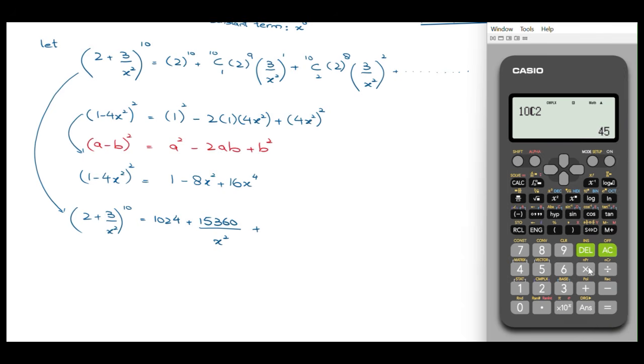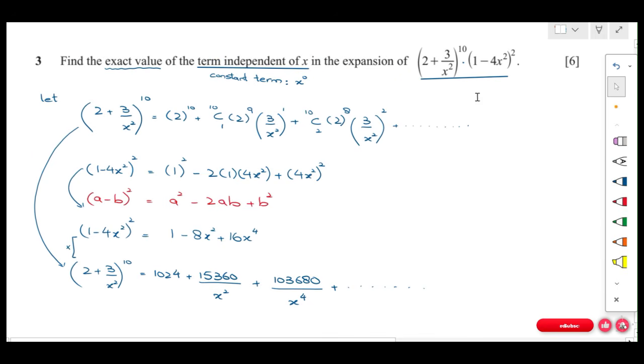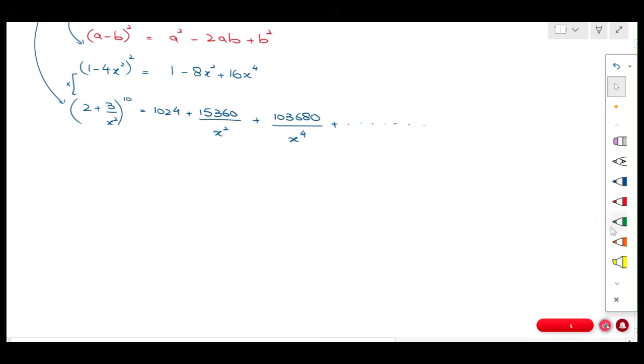10C2 is 45. Multiply 2 to the power of 8 and multiply 3 to the power of 2, which is 103,680. Everything divided by x to the power 4, and plus so on. Here you will get 1 over x^6, 1 over x^8, up to 10 terms. So when you do the product of these two, these two things are in the product. So let me simplify.